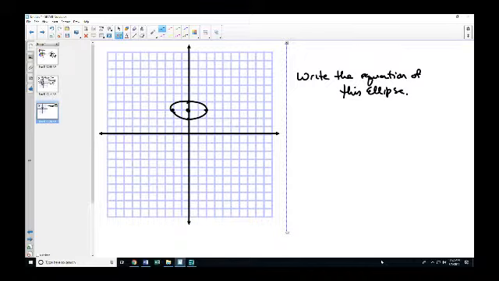Center. Found the value for A and B. Well, A would be, remember, A is half of the major axis. A would be 2. Okay. And start plugging that information into your equation.